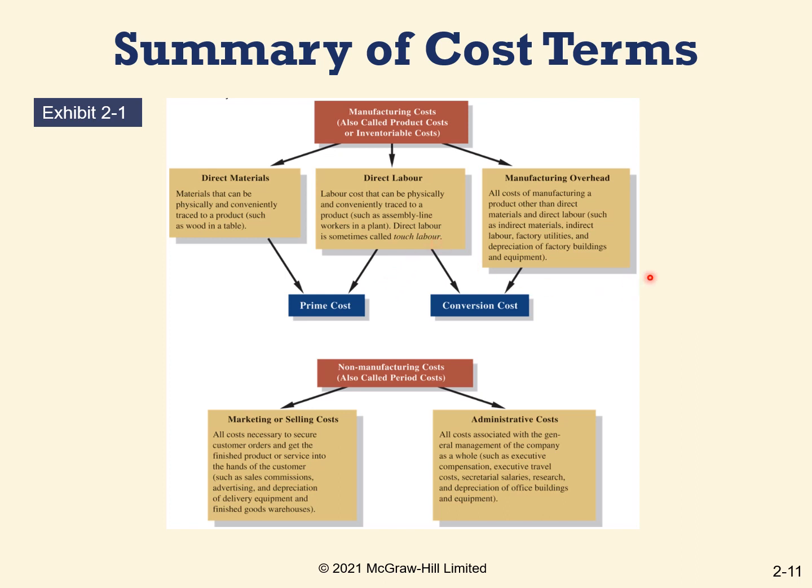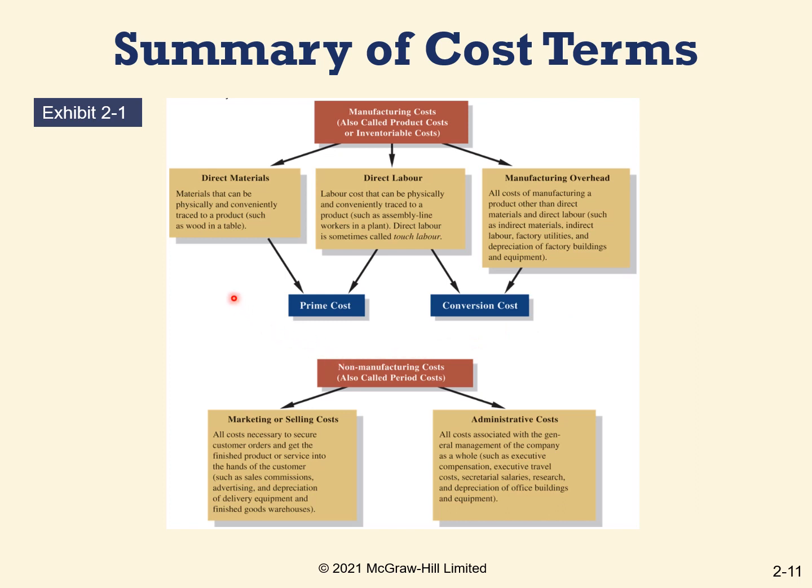And lastly, our manufacturing overhead, which is all costs of manufacturing a product other than the direct materials and direct labor, such as indirect materials, indirect labor, factory utilities, depreciation of factory buildings and equipment. All the stuff related to the production of that product that isn't directly traceable through the materials or labor falls in this manufacturing overhead. So that's a good one to know. It's not just our indirect materials and indirect labor, it can also be utilities related to the production facility we're making the product in, and things like depreciation of factory buildings and equipment.